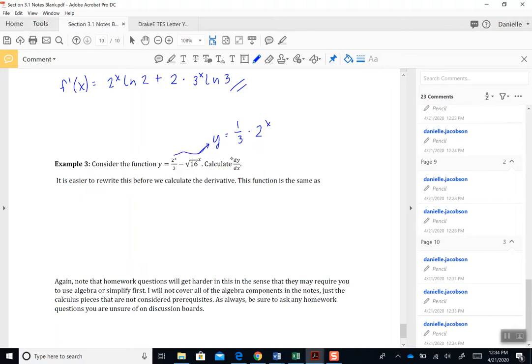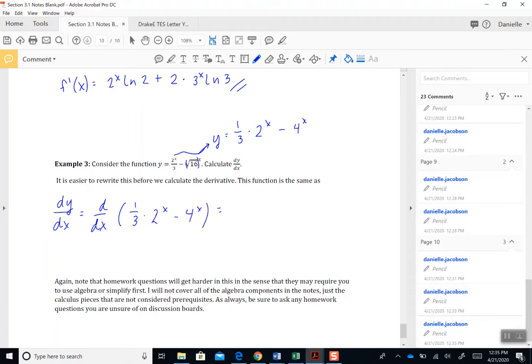Then we have the minus sign. This is root 16, and I believe that is all raised to the x power. So the square root of 16 is 4. That is to the x power. Simplified it, looks a lot nicer. Let's work with it now. So I want to calculate dy/dx, in other words, the derivative of 1/3 times 2 to the x minus 4 to the x.